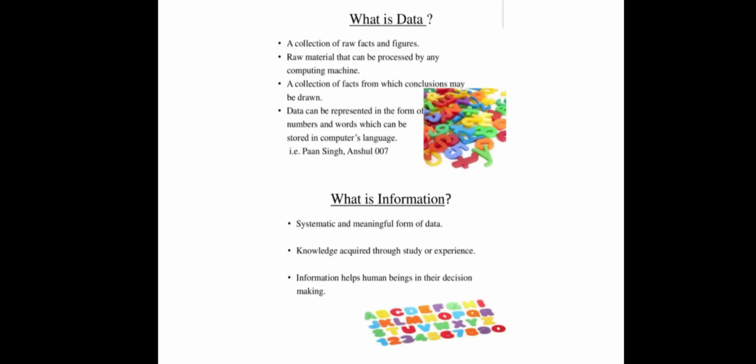Next one is, what is information? Systematic and meaningful form of data is known as information. Knowledge acquired through the study or experience. Information helps a human being or a person in their decision making. Like you have written the roll number 23. Is it information to a teacher and a student? Roll number 23, that is called the information. Meaningful information from which the user can take a decision. That is called the information.